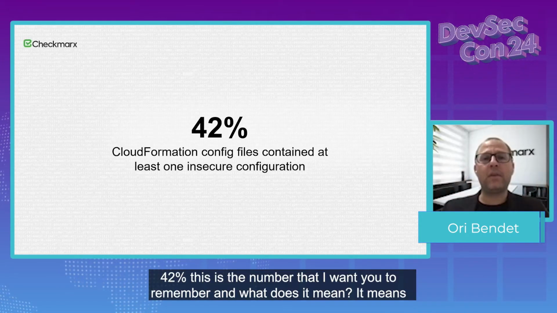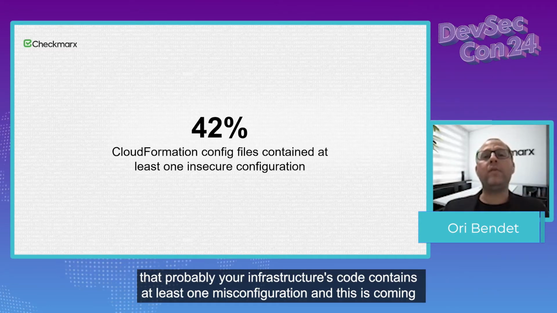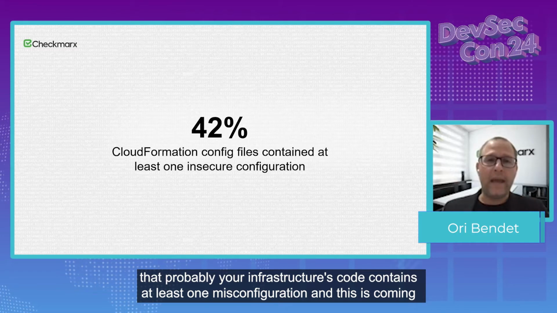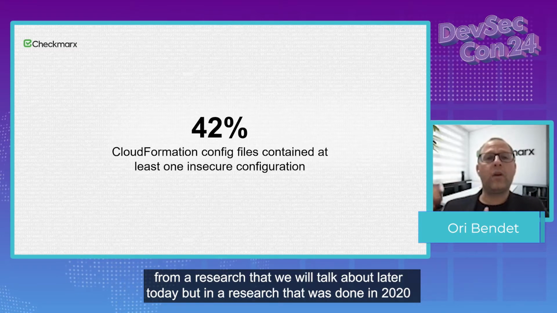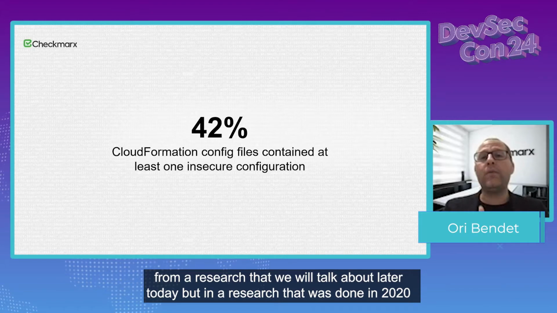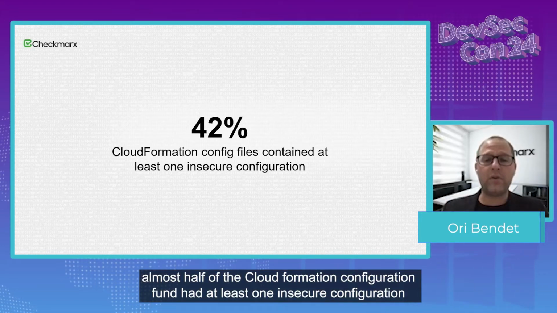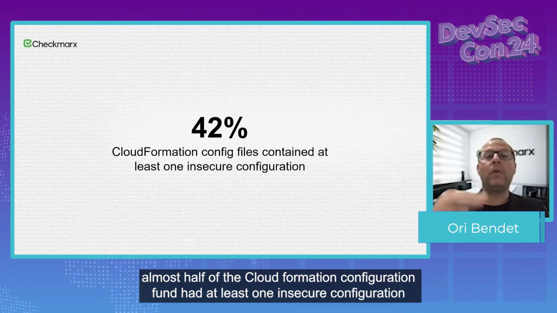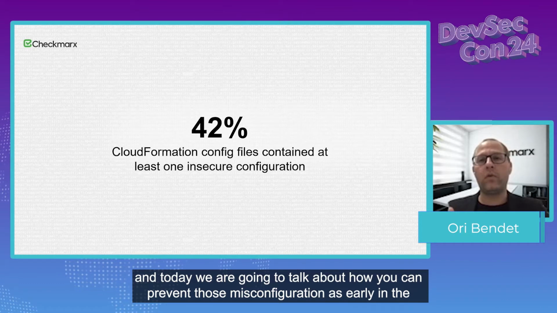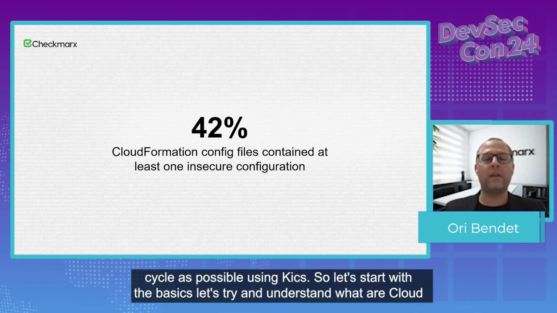42%. This is the number that I want you to remember. And what does it mean? It means that probably your infrastructure as code contains at least one misconfiguration. And this is coming from a research that we will talk about later today. In a research that was done in 2020, almost half of the CloudFormation configuration files had at least one insecure configuration. And today we are going to talk about how you can prevent those misconfigurations as early in the cycle as possible using KICS.